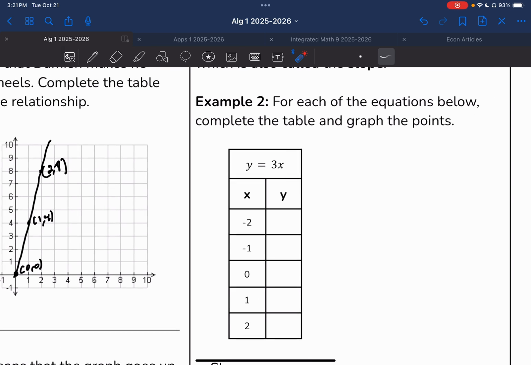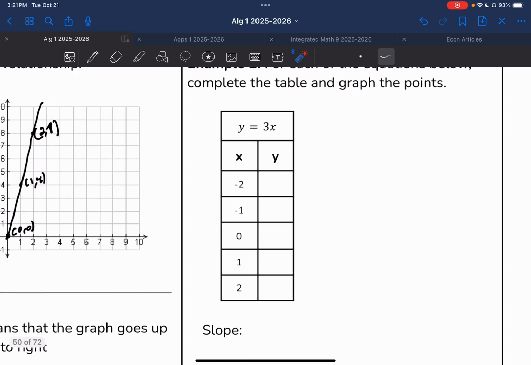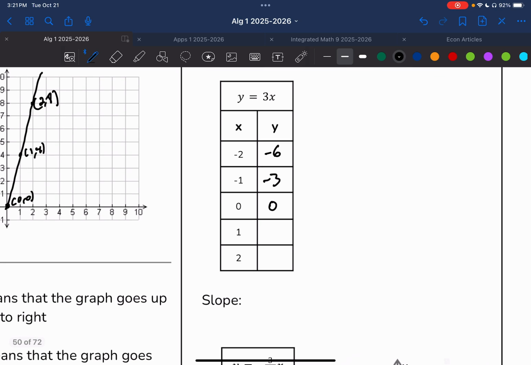And so if we look at example 2, for each of the equations below, complete the table and graph the points. So first of all, we have this equation y equals 3x. This means whatever x is, we plug it in here, we multiply it by 3, and that gives us y. So -2 times 3 is -6. -1 times 3 is -3. 0 times 3 is 0. 1 times 3 is 3. 2 times 3 is 6.